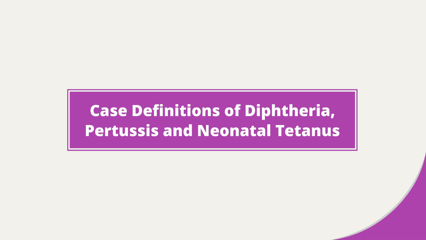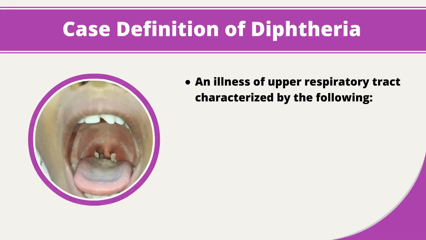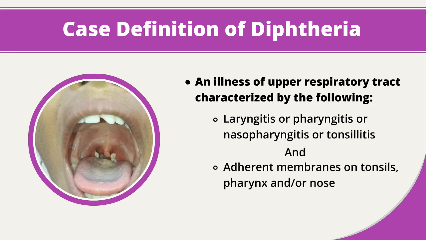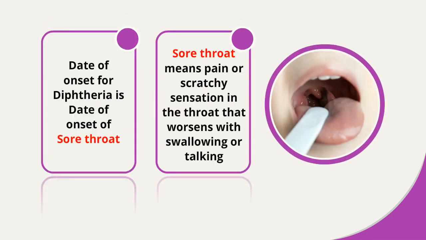coming slides. Diphtheria is an illness of the upper respiratory tract categorized by laryngitis or pharyngitis or nasopharyngitis or tonsillitis and adherent membranes on tonsils, pharynx and or nose. Date of onset for diphtheria is the date of onset of sore throat.